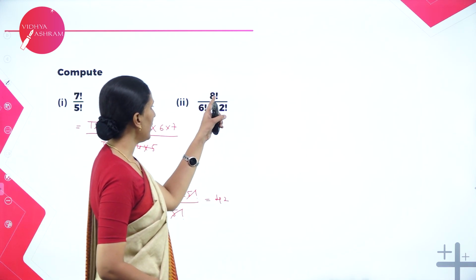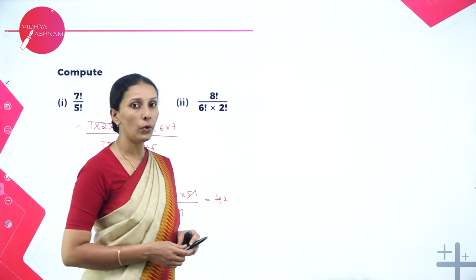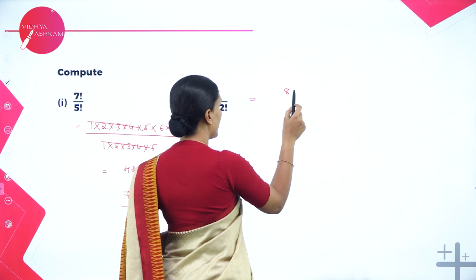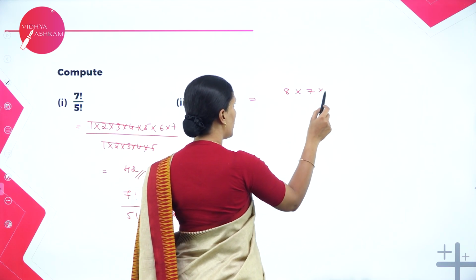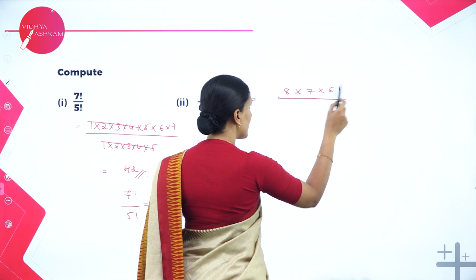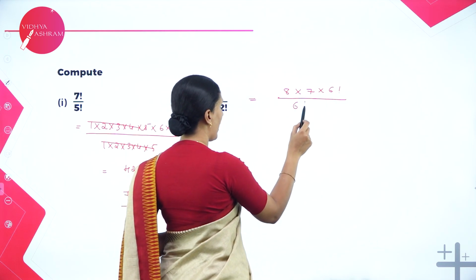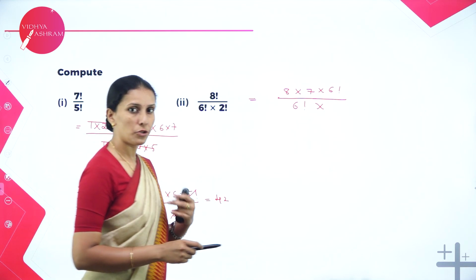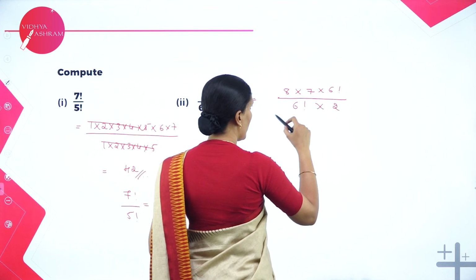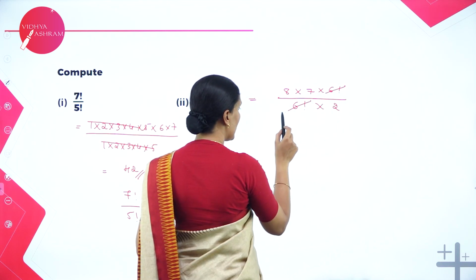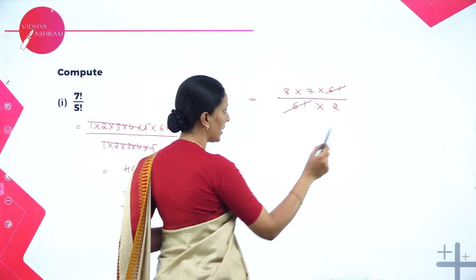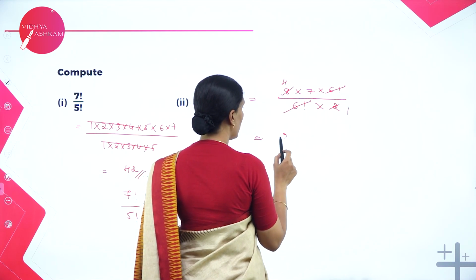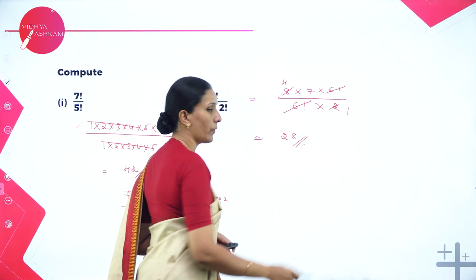Next we have 8 factorial divided by 6 factorial into 2 factorial. So see here, 8 factorial can be written as 8 into 7 into 6 factorial. Now we have here 6 factorial into 2 factorial. What is 2 factorial? 1 into 2, it is 2. I can cancel 6 factorial in the numerator and denominator. 2 1s are 2, 2 4s are 8. So 7 4s are 28. So the value is 28.